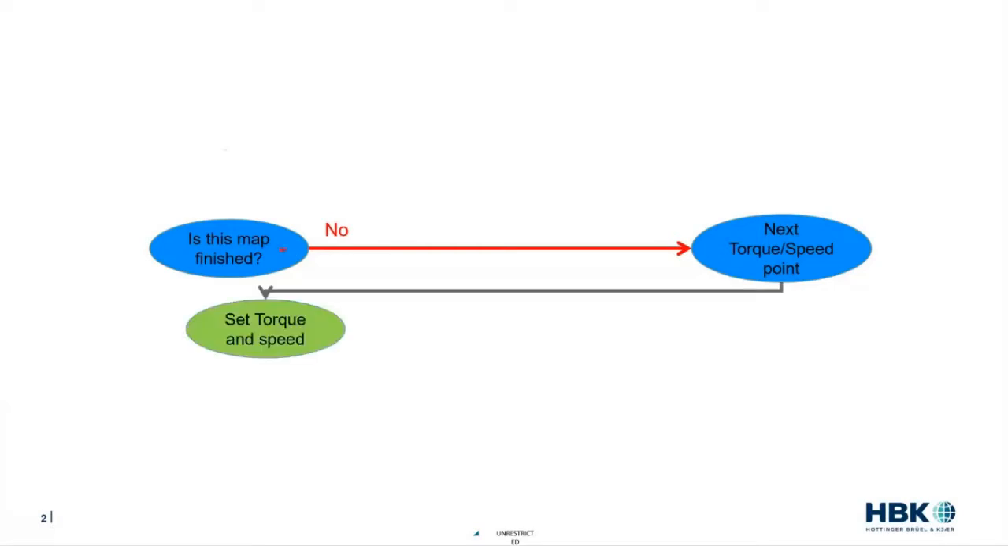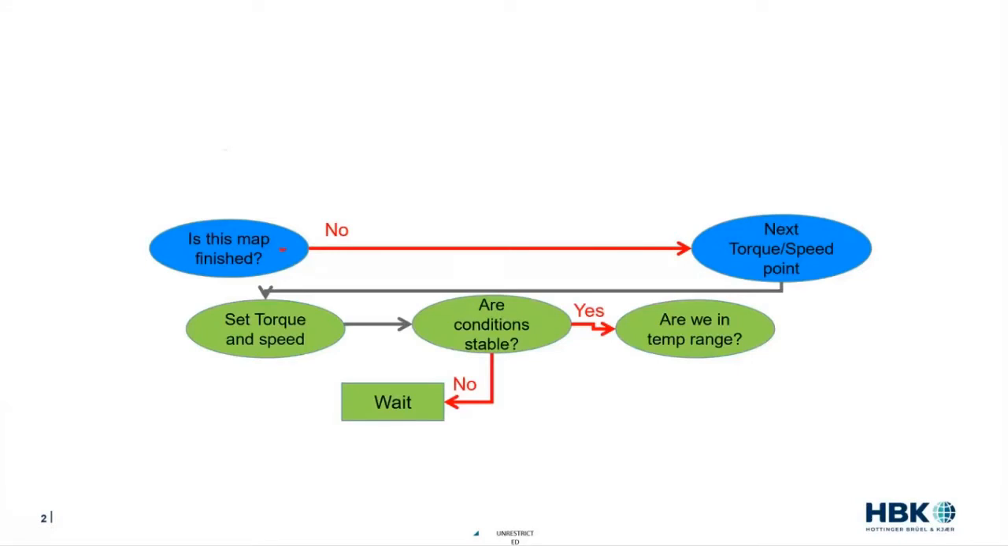From there, with our dynamometer test stand, we need to set a torque and speed. We fix this torque and speed. We need to ask ourselves, are the conditions stable? Am I holding torque and speed? And we'll see an example of this a little later. If we're not, we need to wait, tick-tock, tick-tock, for that dyno to settle.